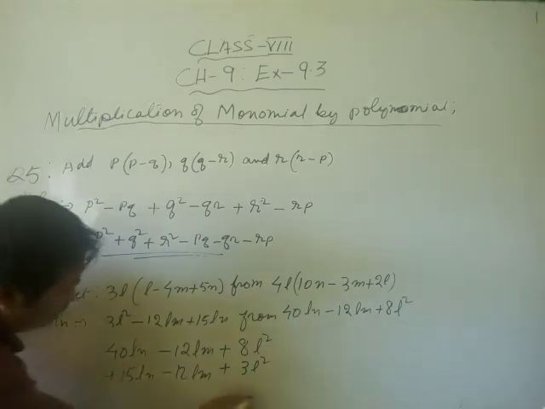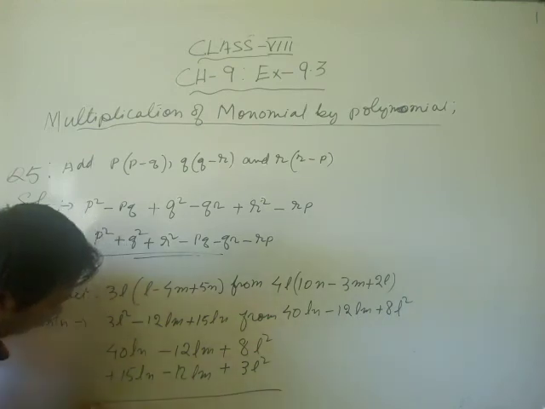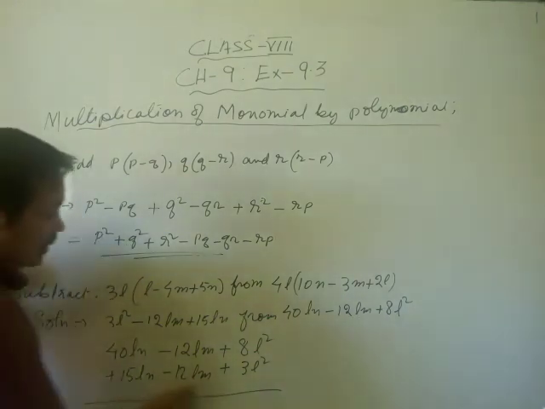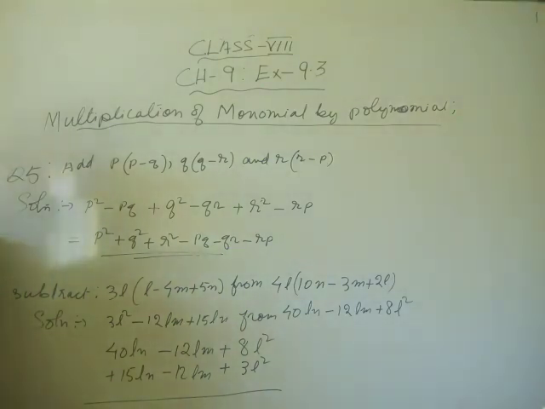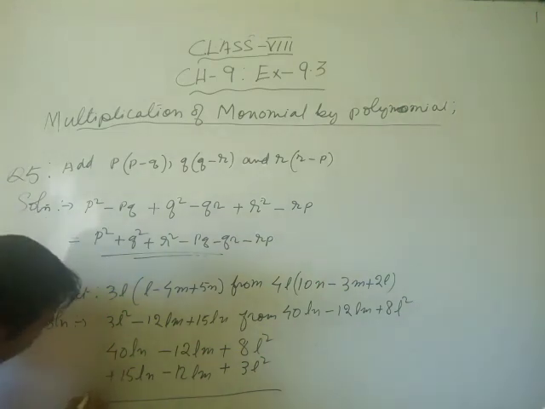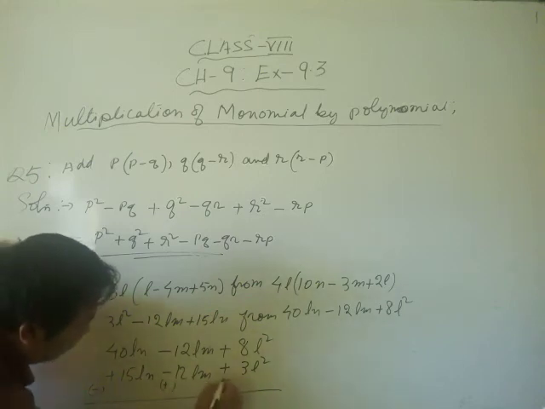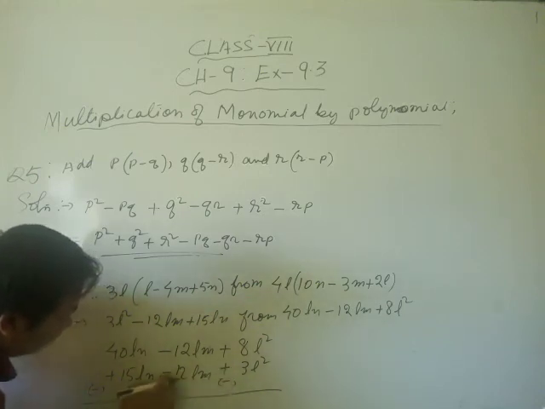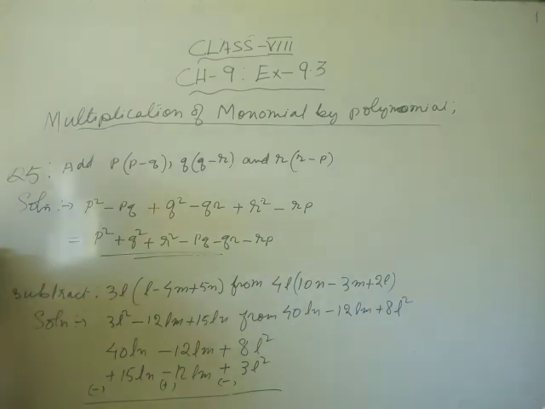But what I want is to subtract this second expression, the polynomial in the second row. In subtraction, remember that their signs will be just opposite. This will become minus, this will become plus, this will become minus, this will become minus, this will become plus, this will become minus.